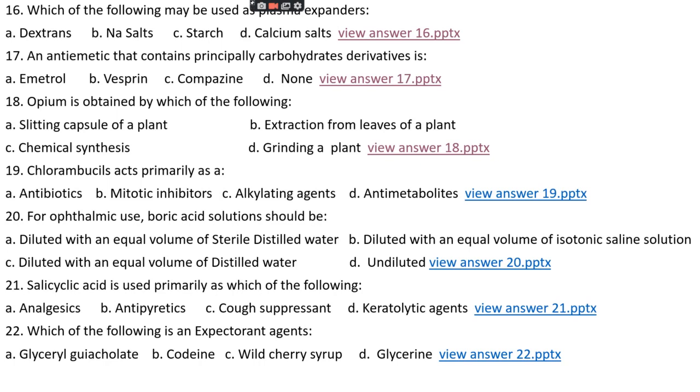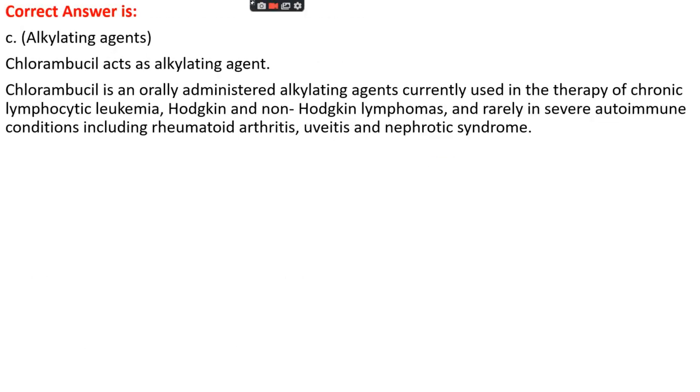Okay, question number 19. Chlorambucil acts primarily as an option A, antibiotic, option B, mitotic inhibitor, option C, alkylating agent, option D, anti-metabolite. The right answer is option C, that is the alkylating agent. Okay, chlorambucil acts as an alkylating agent. Chlorambucil is an orally administered alkylating agent, which is currently used in the therapy of chronic lymphocytic leukemia, Hodgkin and non-Hodgkin lymphomas, and it is also used in severe autoimmune conditions that include rheumatoid arthritis, uveitis, and nephrotic syndromes.